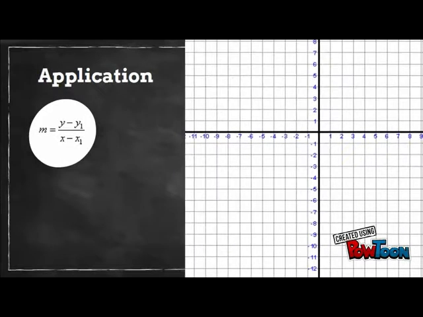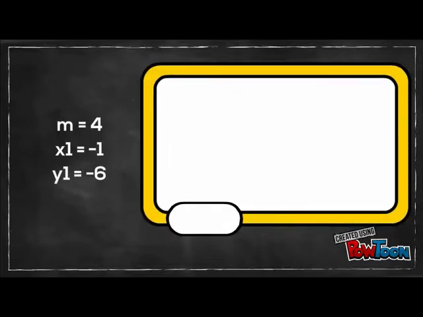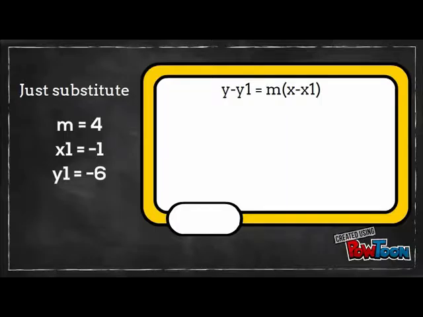For example, find the equation of the straight line that has slope equal to 4 and passes through the point negative 1 and negative 6. I have given you the slope equal to 4, x sub 1 is equal to negative 1, and y sub 1 is equal to negative 6. All you need to do is substitute these values into the equation y minus y sub 1 is equal to m times x minus x sub 1.